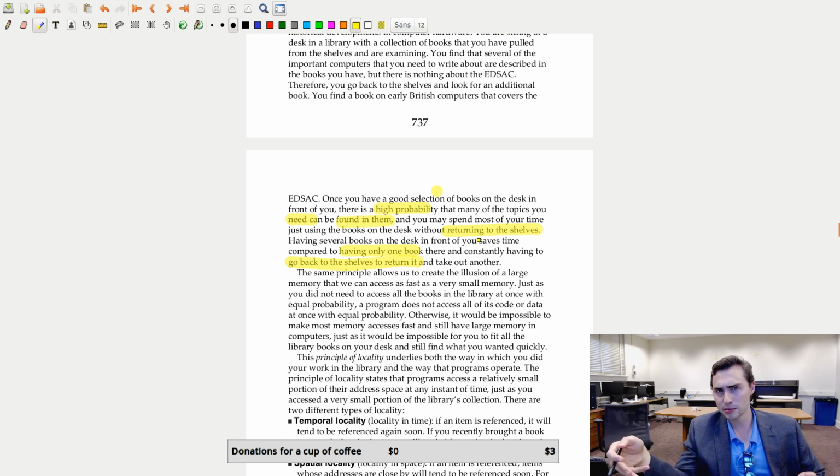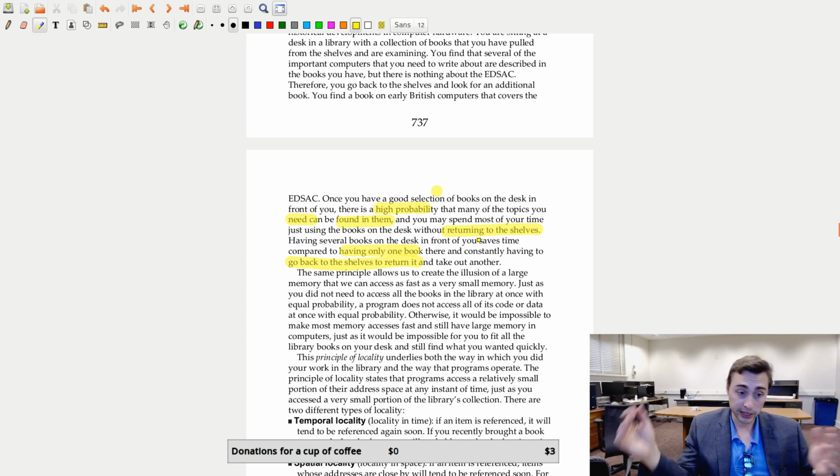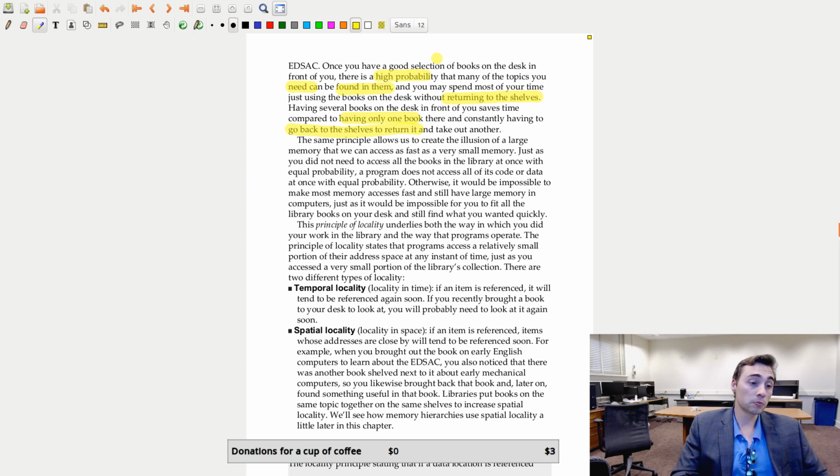And it's oftentimes likely that, say, if we went to the library shelves and looked at books on computer architecture, there's going to be a lot of books on computer architecture near each other. So we're talking about the principle of locality here, which is generally broken up into two kinds: temporal and spatial locality. Temporal means we're talking about locality within time. So if an item is referenced, it will tend to be referenced again soon.